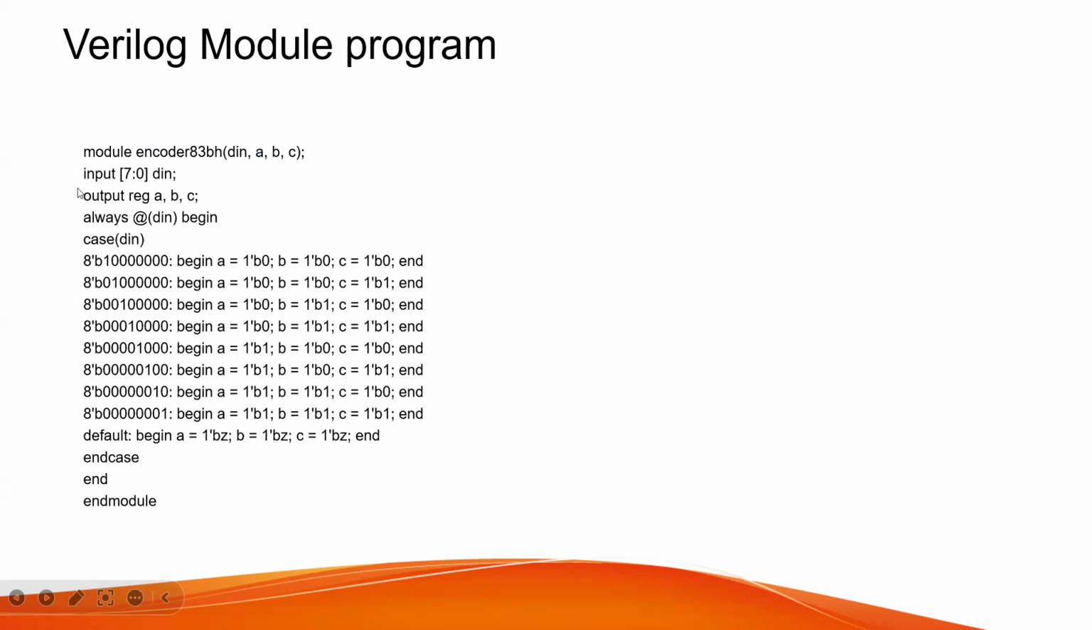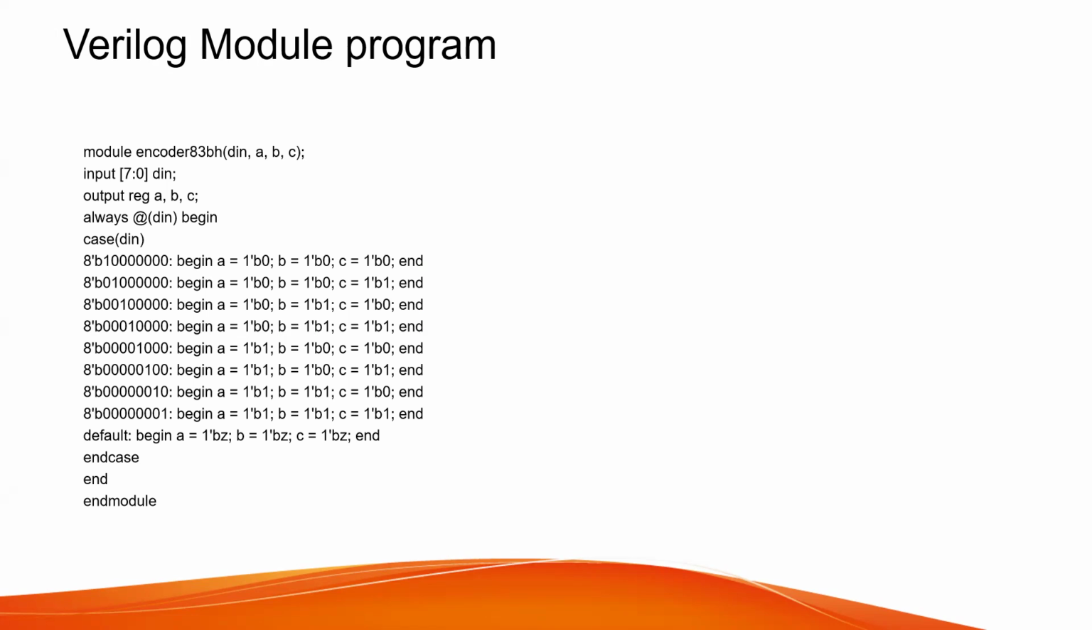In the second line, we see the representation of the input signal, which is [7:0], represented by the variable D in, as it contains 8 input signals, so 7 to 0 in vector form. The output is represented by the variables A, B, C, as we need 3 output signals.